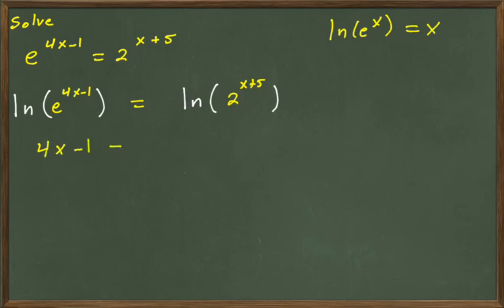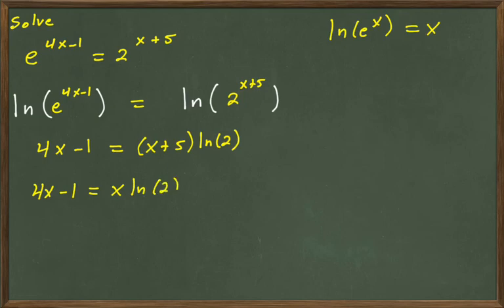Then on the natural log of 2 to the x plus 5, we're going to apply the power rule, which brings down the x plus 5. The exponent becomes a factor times the natural log of 2. Then we're going to distribute the x plus 5 to the natural log of 2. So x times the natural log of 2 plus 5 times the natural log of 2.